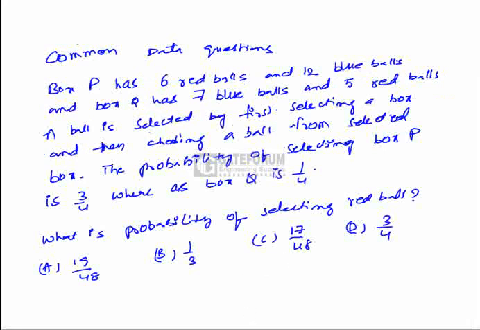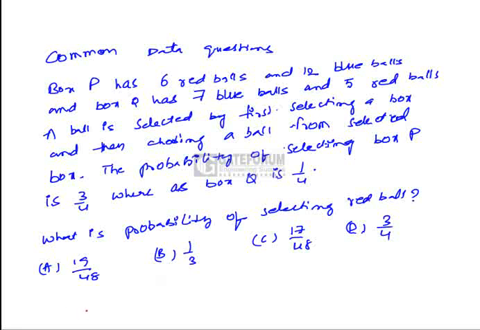This is common data questions, and the data given for two questions is: box P has 6 red balls and 12 blue balls, and box Q has 7 blue balls and 5 red balls. A ball is selected by first selecting a box and then choosing a ball from the selected box. The probability of selecting box P is 3 by 4, whereas box Q is 1 by 4. First question is, what is the probability of selecting a red ball?